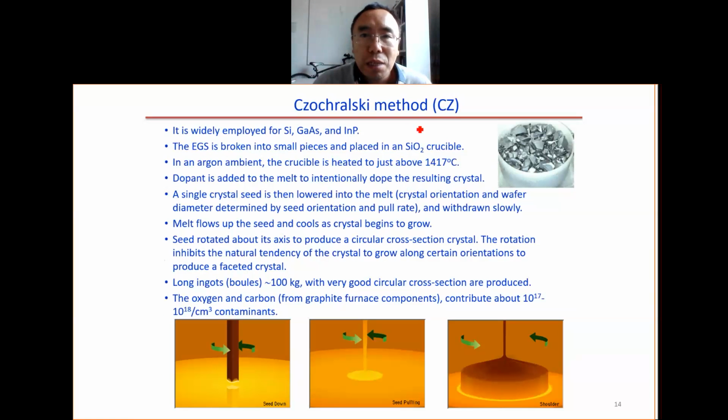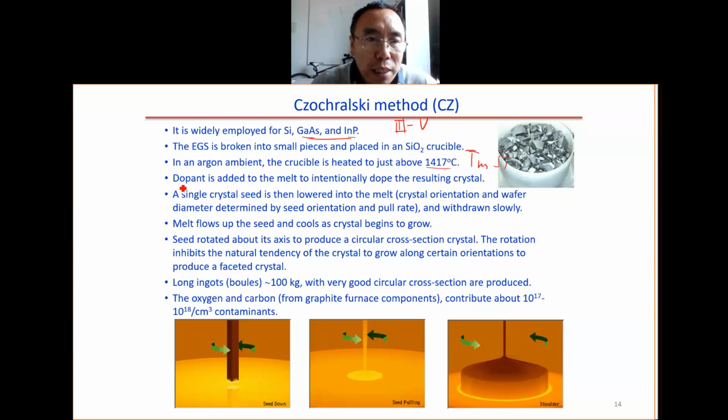Here are the details of the CZ method. It's used to make silicon, gallium arsenide, and indium phosphide, which, as we know, are III-V semiconductor materials. We have electronic grade silicon broken into small pieces and put in this silicon oxide container, in an argon environment. We heat the container to 1417 degrees, the melting temperature of silicon, so the silicon gets melted.